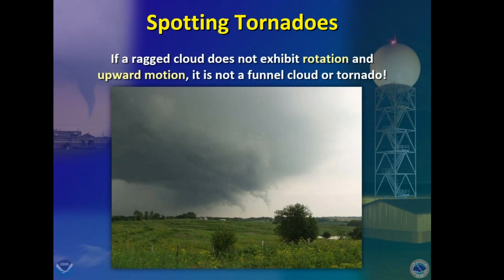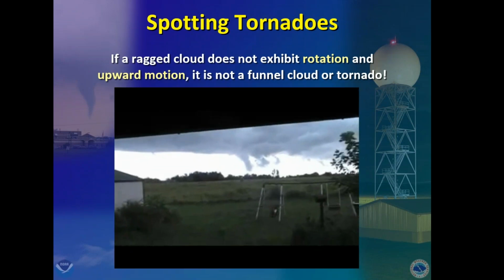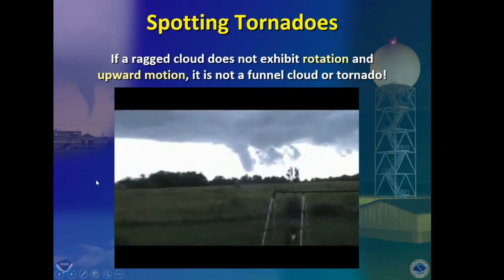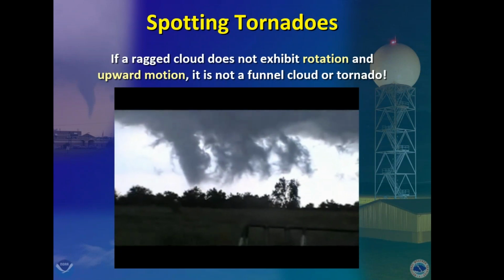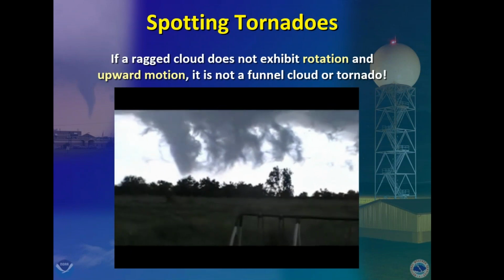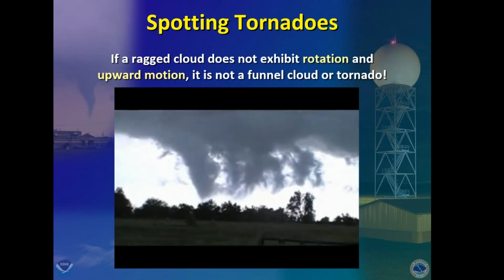Now, the next piece is with respect to scud clouds. The non-technical term is a scary looking cloud. And really, if you're looking at these clouds and they're not doing much of anything, they're not rotating, they're not moving around, they're not showing any upward motion at all, it's not a funnel cloud. It's not a tornado. It's just kind of what we call scud clouds. And these are a good example of scud clouds. As you can see, they're just kind of sitting there.